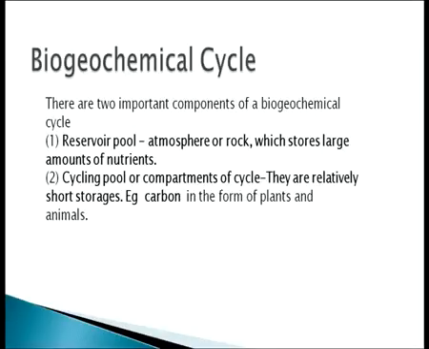There are two main components of the biogeochemical cycle. One, the reservoir pool, which is the atmosphere or the rock that stores a large amount of the nutrient, and the second is the cycling pool or the compartment of cycles. They are relatively short storage, for example, carbon in the form of plants and animals.